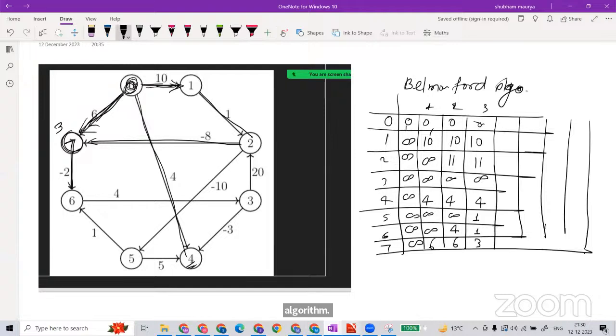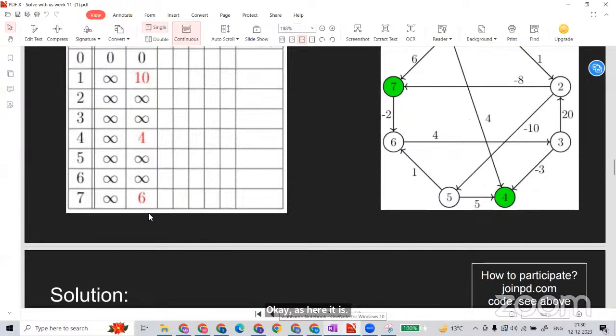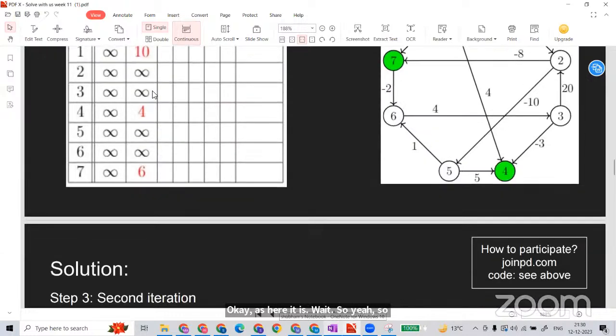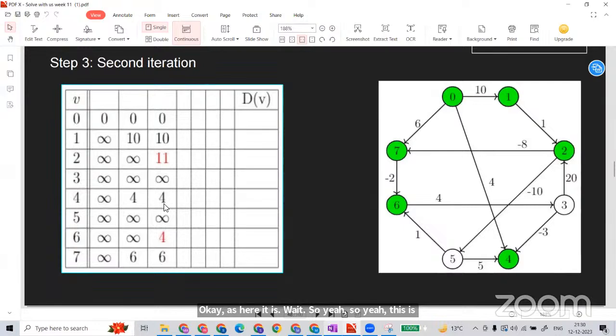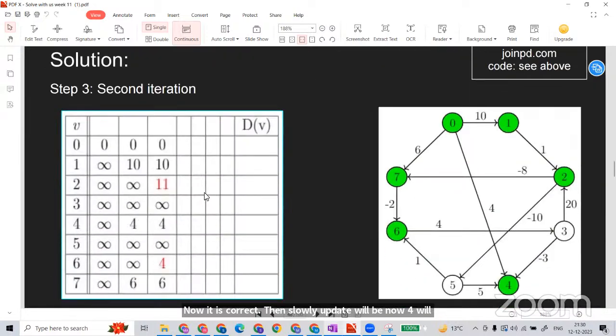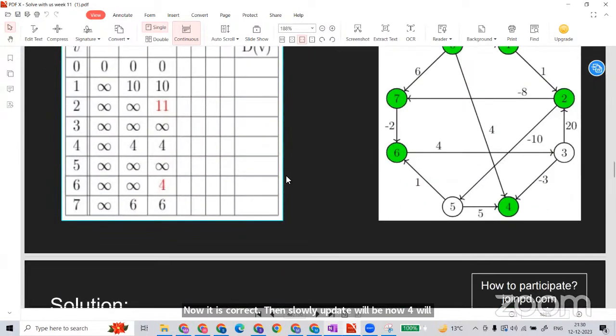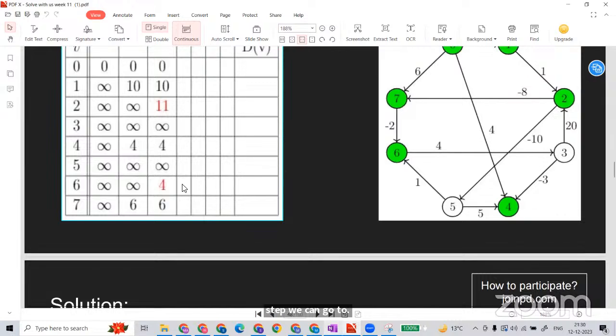Okay, as here it is going. So yeah, this is 10, 4, and 6. Now it is correct. Then slowly the update will be, now 4 will be updated here. Okay, so this is 10, 4, 11. In the next step, we can go to 6 now. So the update will be here 4. No, this is correct.